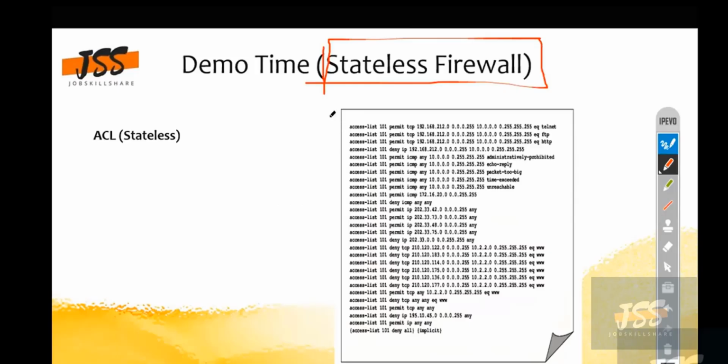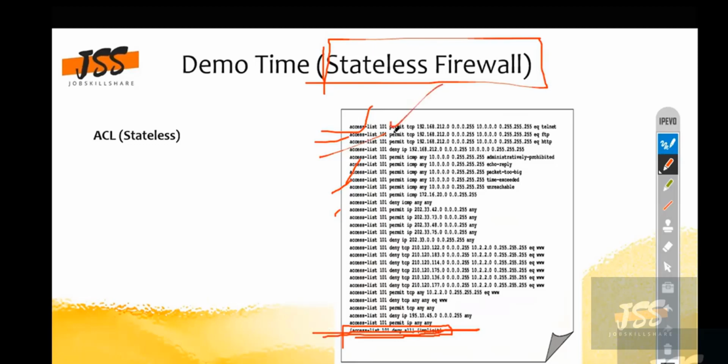ACL list. And this is how it will look. You are creating multiple access lists. And at the end of this, there is an implicit deny. Means even if you do not mention this command, by default all traffic will be denied at the end.